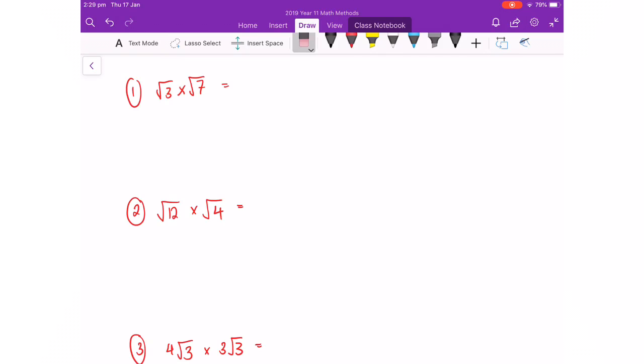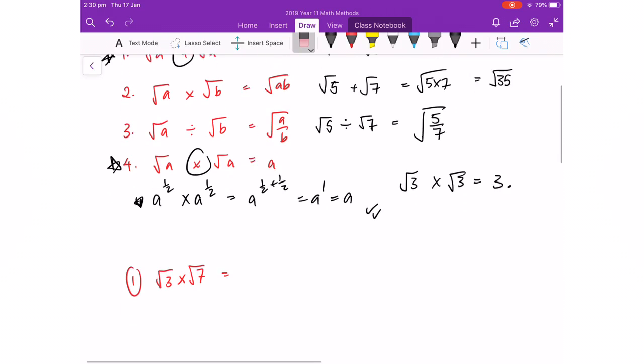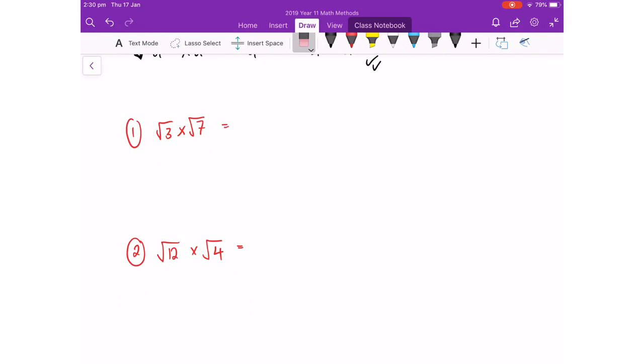So this is related to all the surd stuff. I'm using my surd laws that we've covered previously. Let's try to actually use them to solve some questions. All right, so the first one here is quite straightforward.